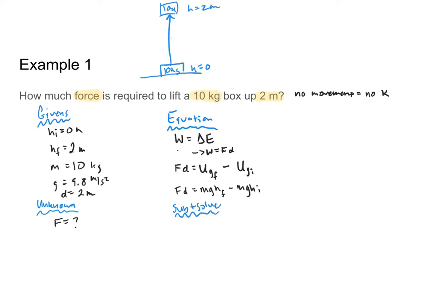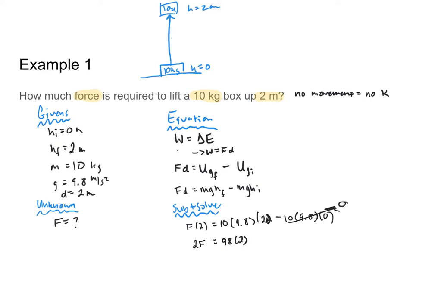Now, force is my unknown, so that means it gets to stay as a variable. My displacement is 2 meters. My mass is 10 kilograms. G is 9.8, and my final height is 2 meters, which I'm just going to go ahead and write in as 2. My initial mass is 10, G is not changing, and my initial height is 0. So now let's go ahead and simplify. So 2 times my force is equal to 10 times 9.8, or 98, times 2. And 10 times 9.8 times 0 is going to just become 0.